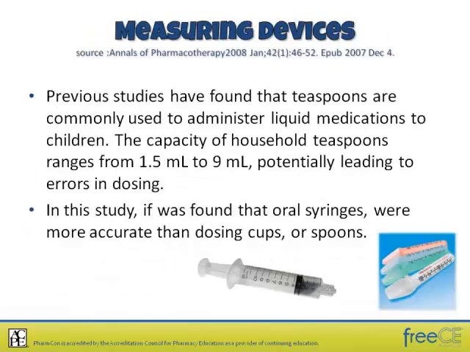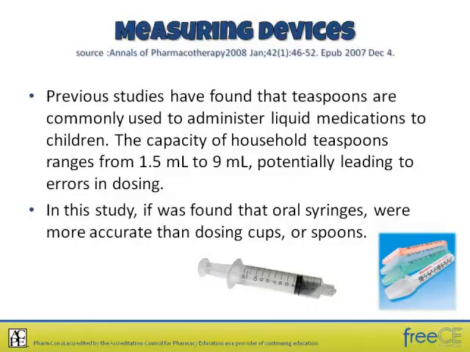Let's first talk about the use of accurate measuring devices. Previous studies have found that teaspoons are commonly used to administer liquid medications to children. This comes as no surprise to us pharmacists, and we're well aware of the fact that household teaspoonfuls may range anywhere from 1.5 milliliters to 9 milliliters, which can potentially lead to dosing errors.